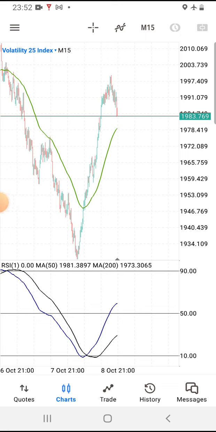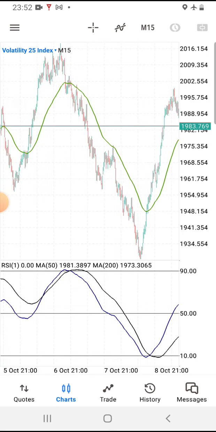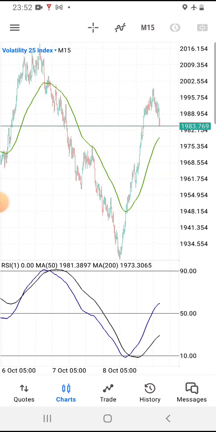Today we're going to be looking at this volatility indices trading strategy that is going to allow you to catch some trends for all your entries. It's a very simple trend catching strategy that you can try out today and make some profits. This is how it looks like. So by the end of this video you should have something like this on your charts.